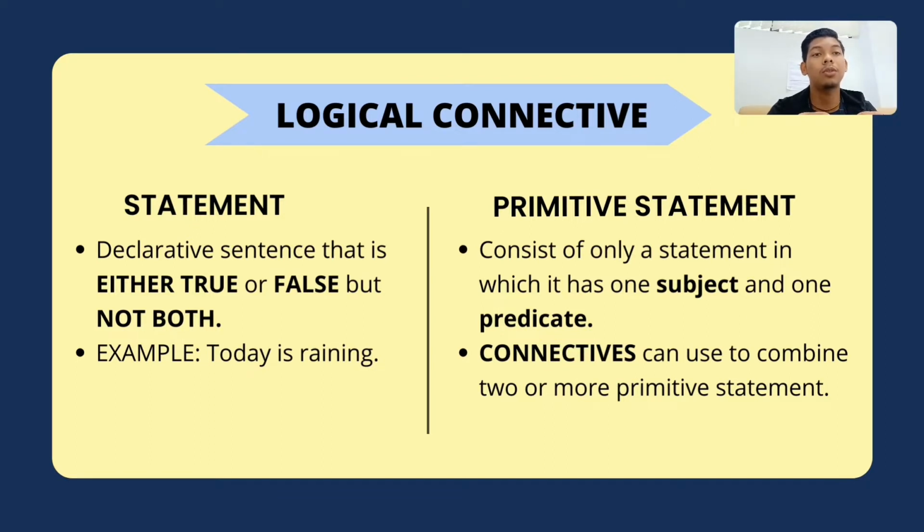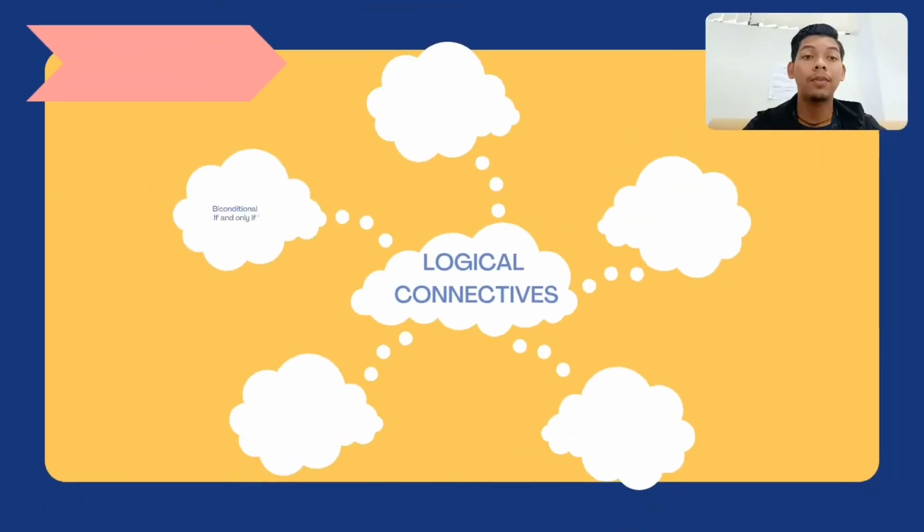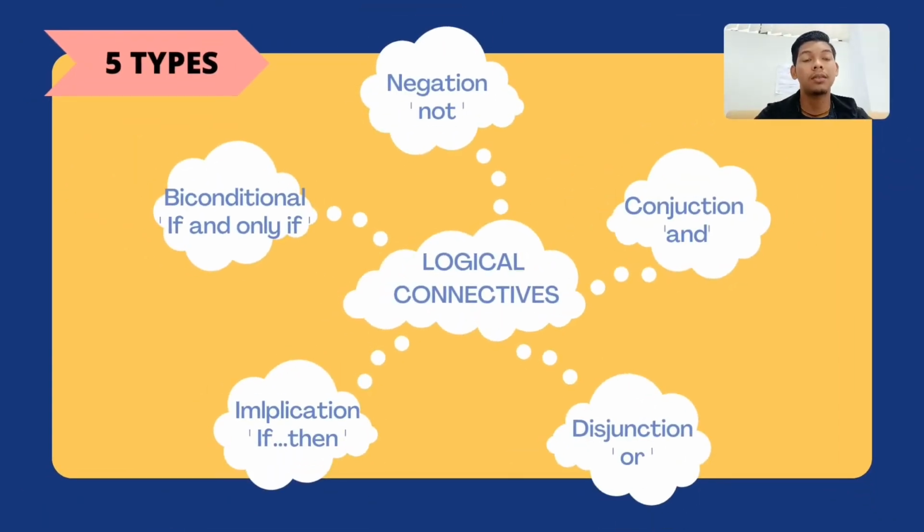Connective can be used to combine two or more primitive statements, which we call a compound statement. There are 5 types of logical connective, which are negation, or we call it not, conjunction, or we call it and, disjunction, or we call it or, implication, if then, and the last one, biconditional, if and only if. So what are these types of logical connective? We will look after this.